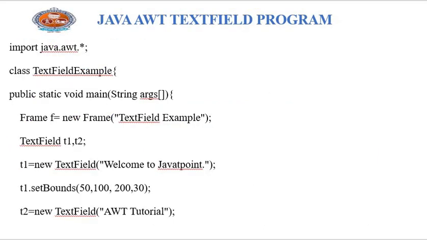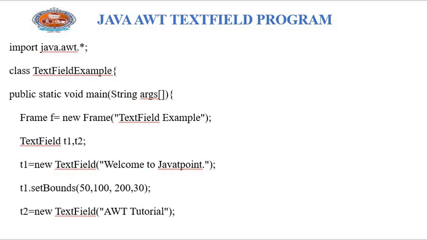Next one is text field. What is text field? A TextField class implements a single line text entry area, usually called an edit control. Text fields are used to enter strings to edit the information. TextField is a subclass of TextComponent. So simply, a text field is a single line text entry area, usually called an edit control.